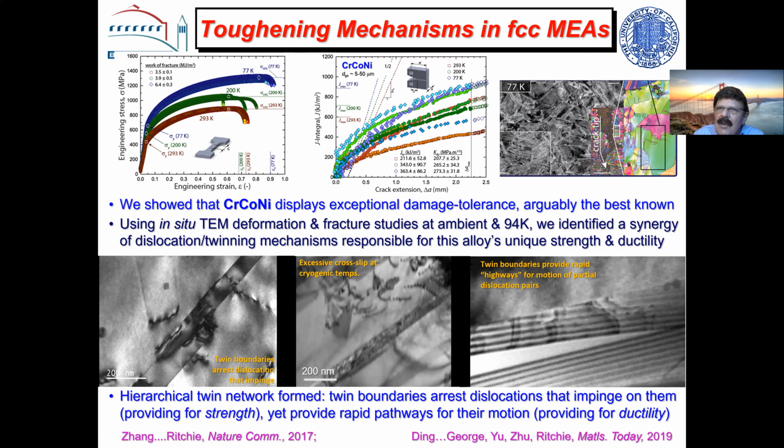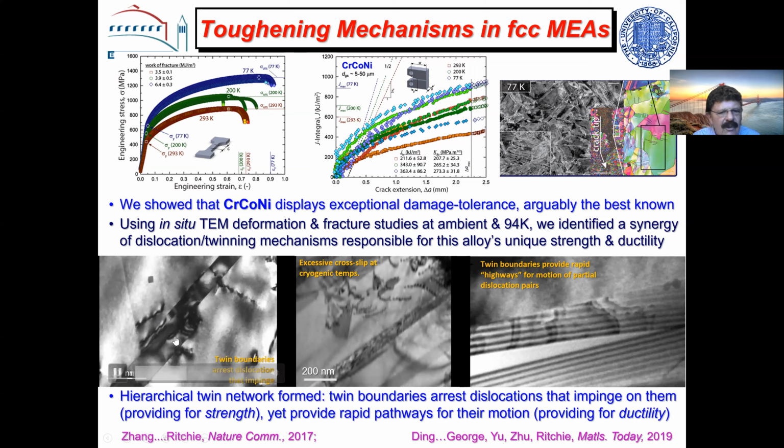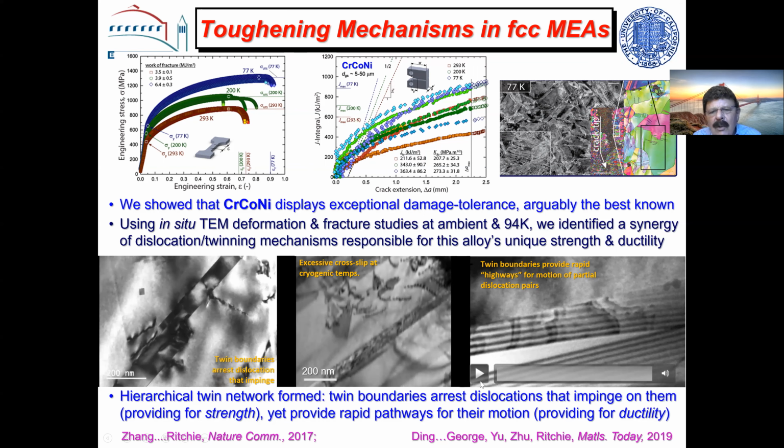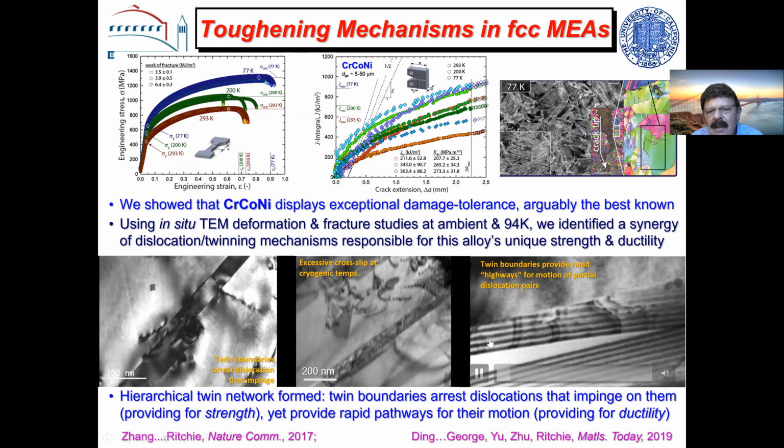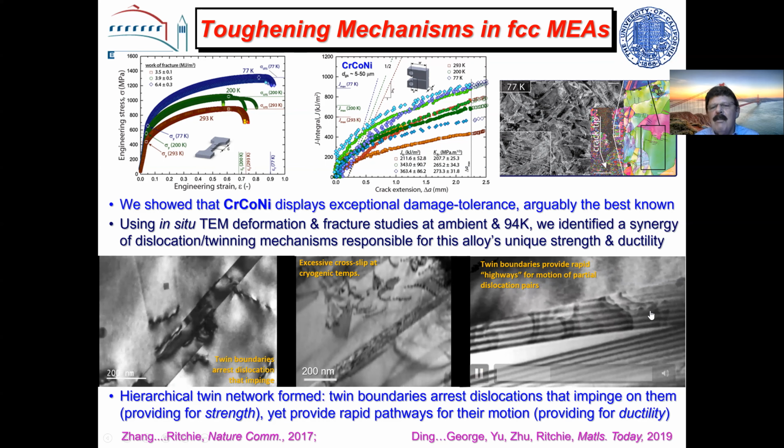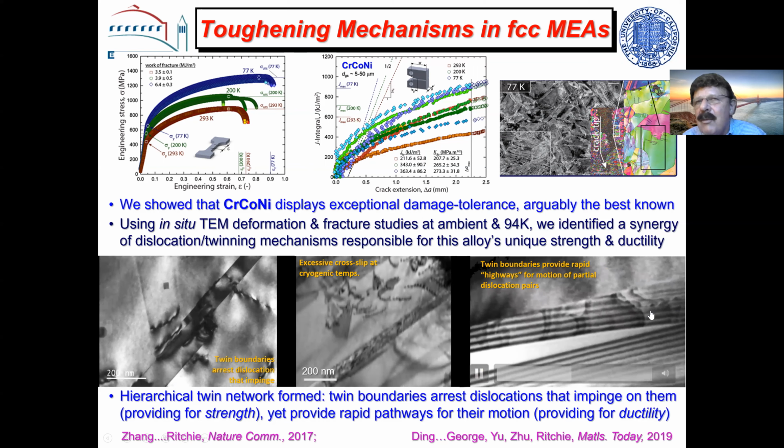Now, in the Cantor alloy, you had this lattice friction because of the multiple elements, but you had the low stacking fault energy. Now it's even lower stacking fault energy. And in fact, we see, as I said, a hierarchical twin network. The twin boundaries act to arrest dislocations, which is the strengthening mechanism, of course. Yet by the same token, if you look at them, the partial dislocations will move along the twin boundary. So they're highways for deformation as well.